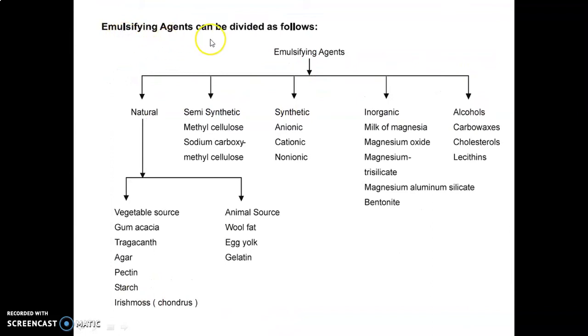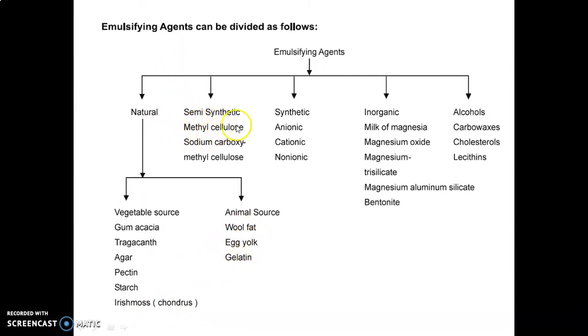The emulsifying agents can be divided as follows. The emulsifying agents are natural, semi-synthetic, synthetic, inorganic, and alcohols. In natural there are 2 types, vegetable source and animal source. In vegetable we have gum acacia, tragacanth, agar, pectin, starch, then Irish moss, that is chondrus, and animal source means wool fat, egg yolk, gelatin.